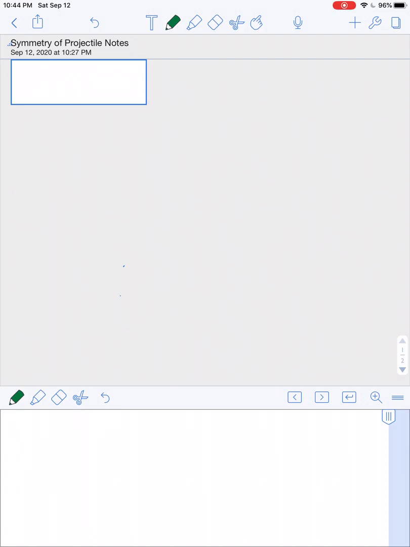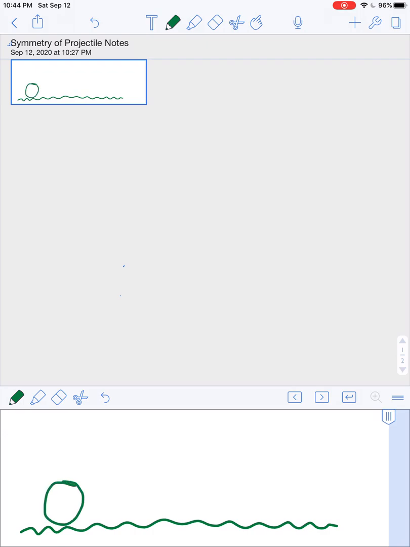Everyone, we are going to be looking at symmetry of projectile motion notes today, and this should be copied down in your lab notebook. So right at the top of your paper, write "symmetry of projectile notes." Today we're going to talk about symmetry and look at, in particular, an example of a soccer ball being kicked and eventually making it back to the ground.